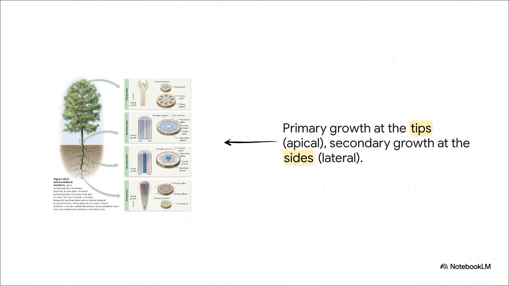And you can see both of these happening at the same time right here. The arrows show that apical growth pushing up from the shoot tip and down from the root tip, that's your primary growth. But at the same time, you've got lateral growth, which comes from lateral meristems, expanding the stem and roots outwards. It's really simple when you think about it. Taller at the tips, wider on the sides.